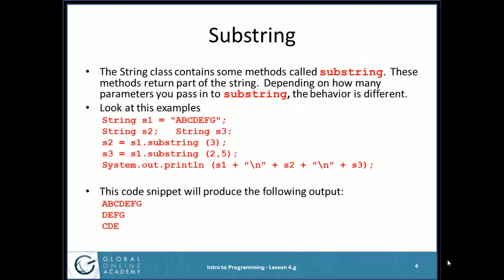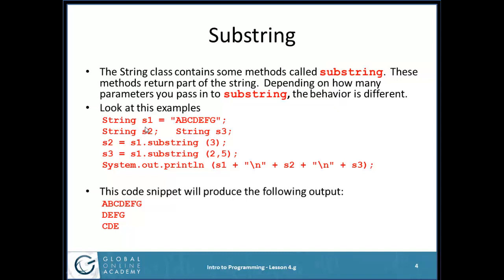So one of the things we might want to do is find a substring. Let's say I've got a string that's 15 characters long, and I want to deal with 3 characters in the middle, or the last 4 characters, or whatever character happens to have a G in it. So the string class contains a few methods that are called substring. These methods return part of the string. Depending on how many parameters you pass into substring, the behavior is different. So let's look at these examples.